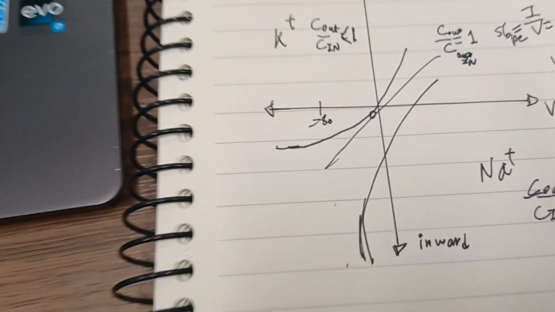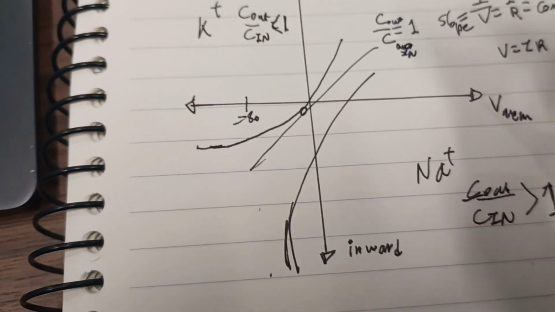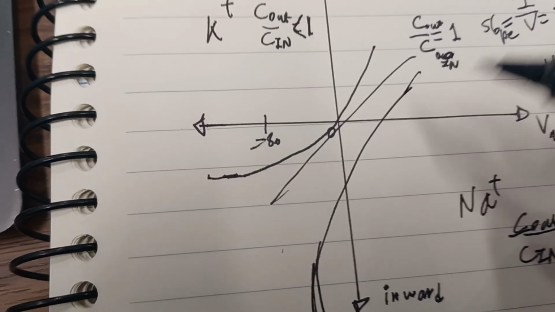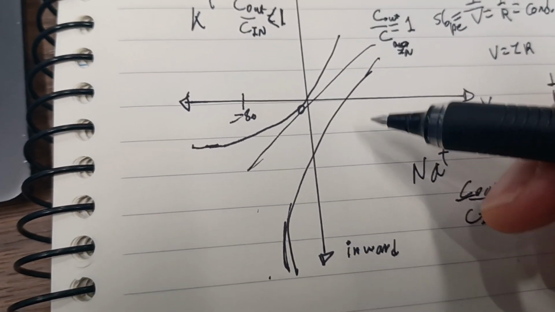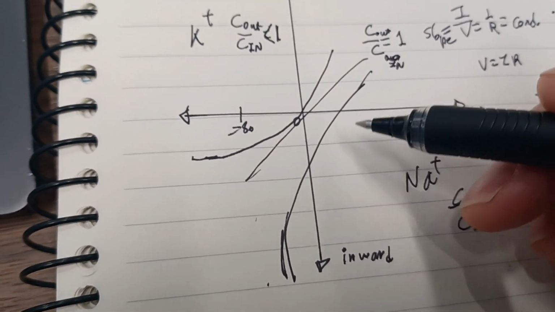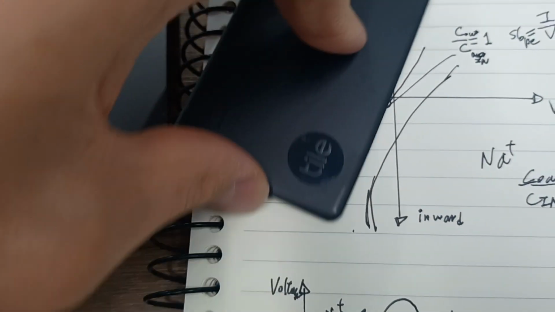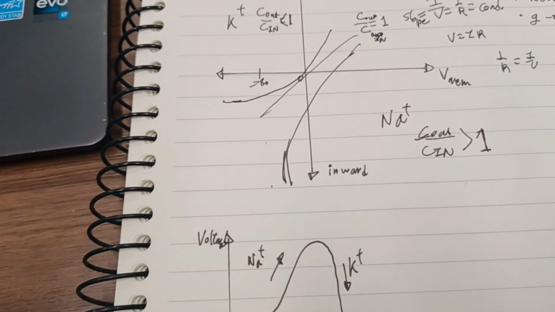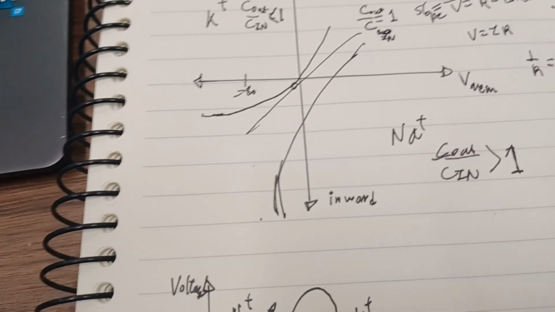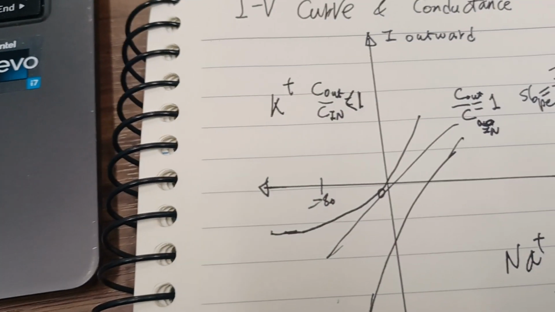And then as it goes up and becomes positive membrane voltage, we see that the slope is kind of decreasing, right? It was almost vertical, so it was really high, and it slows down. So that explains the inward rectification of the sodium ion channel. So it's the exact opposite for potassium.